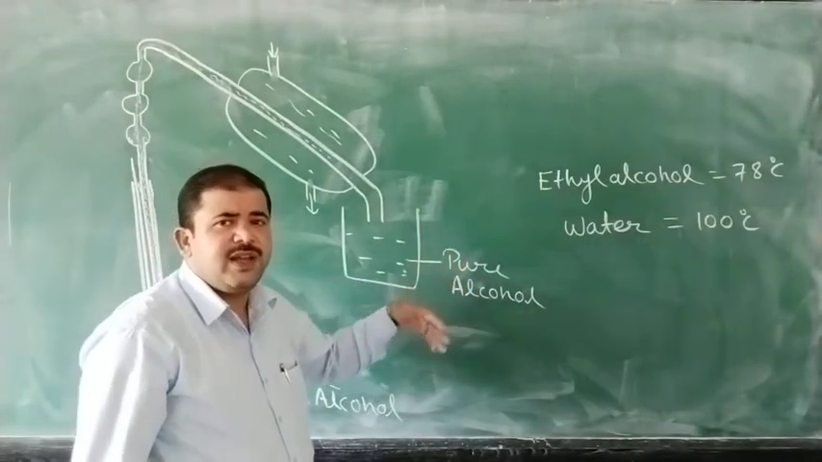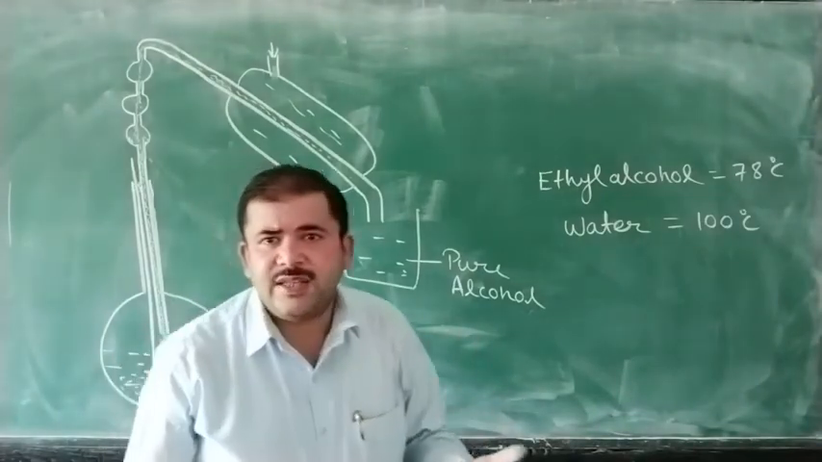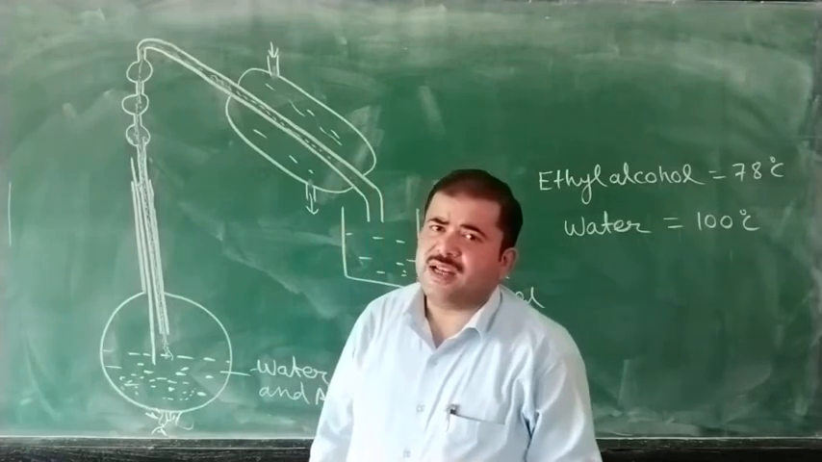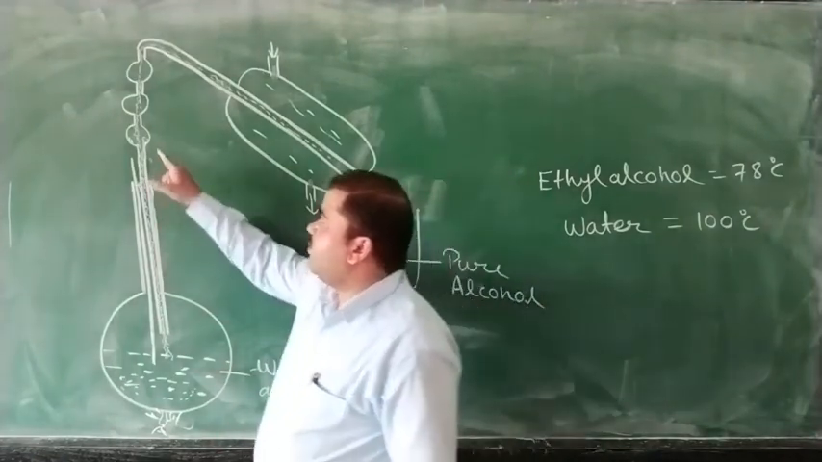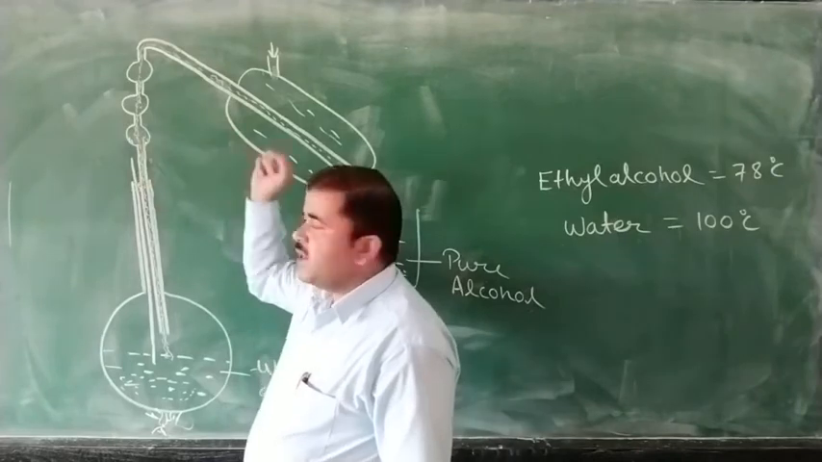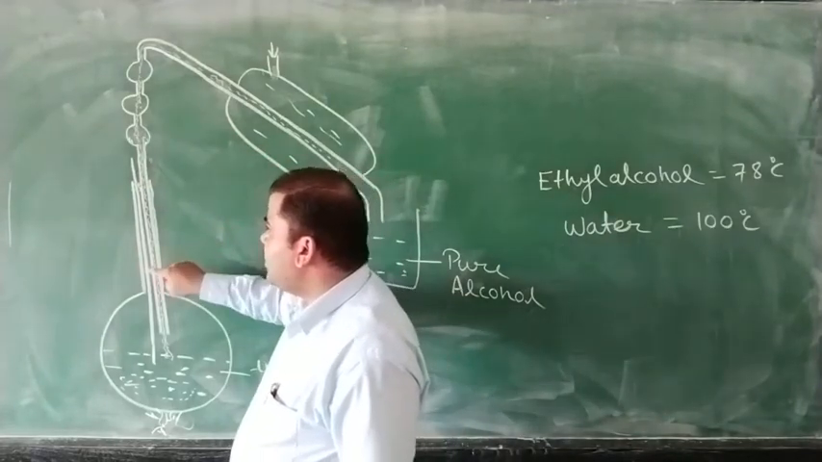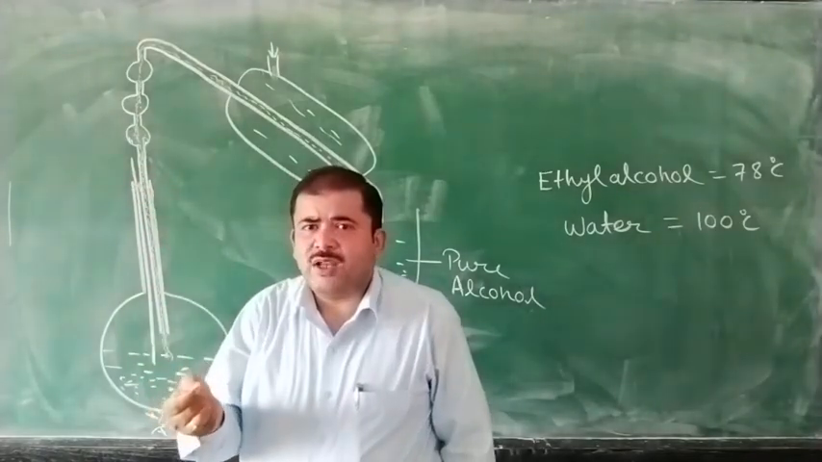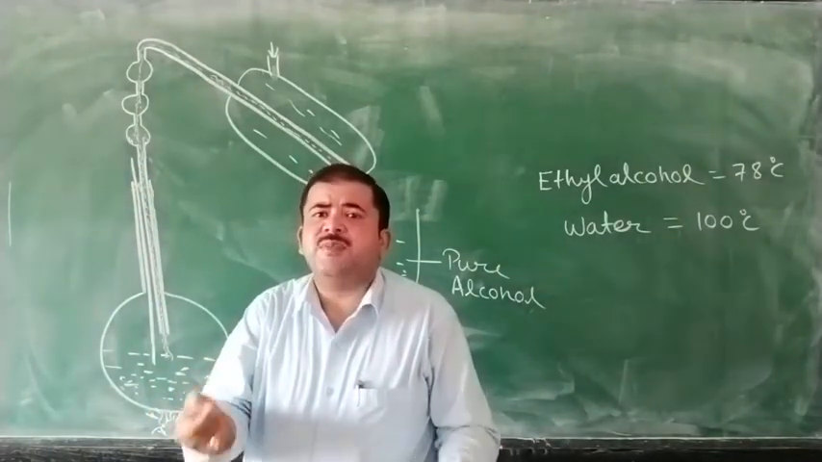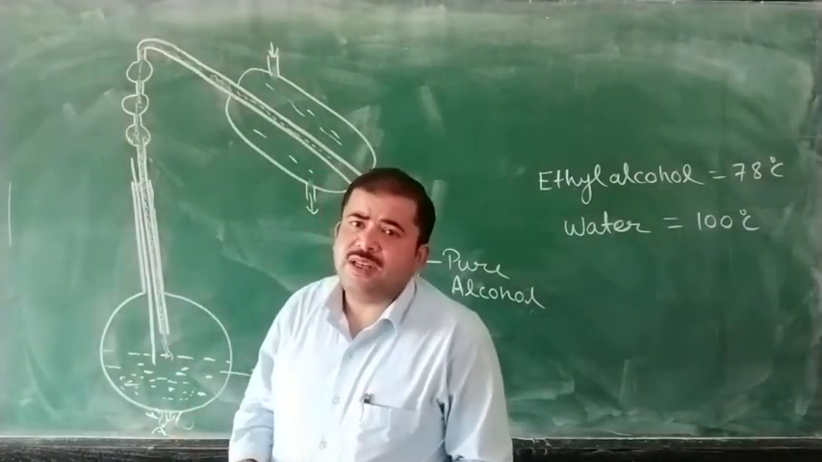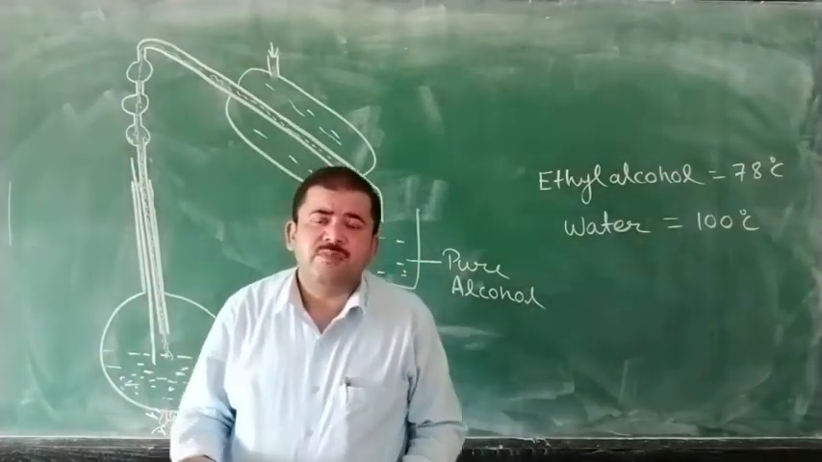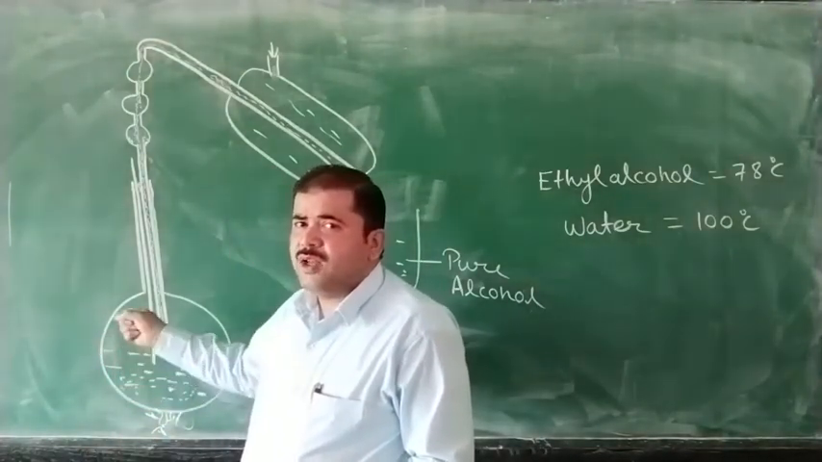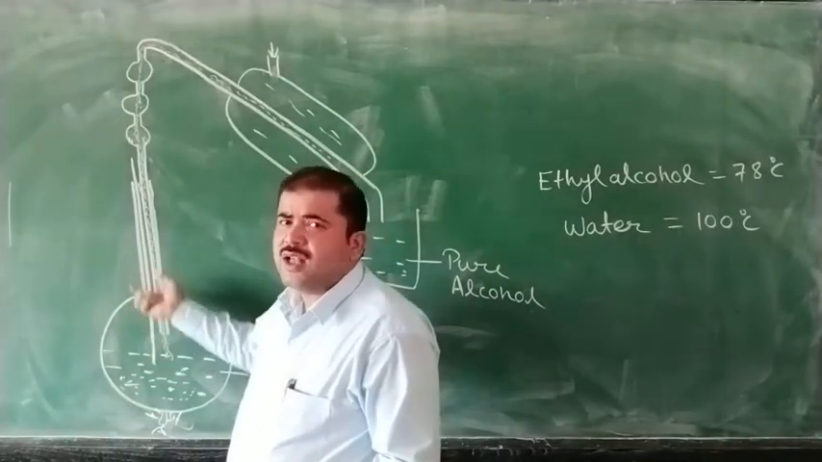So miscible liquids we can separate by the fractional distillation method. The fractional distillation method is a modification of the distillation method, and here one fractionating column is present. So what is the use of the fractionating column? When the ethyl alcohol changes into vapor form, sometimes the molecules of the ethyl alcohol are associated with impurities. These impurities may be solid substances. Sometimes they may be a few water molecules that are also associated.